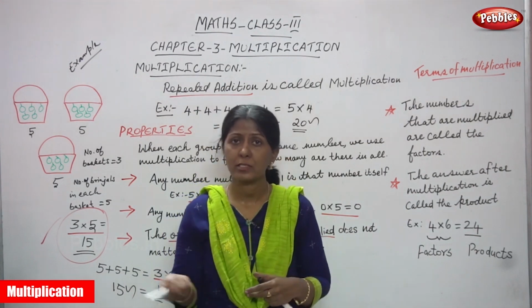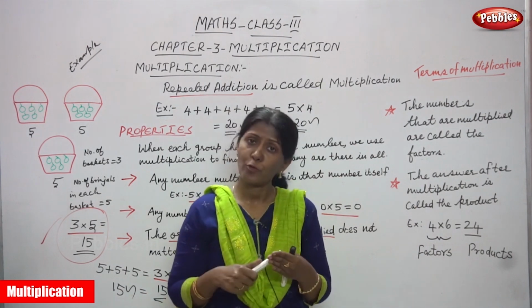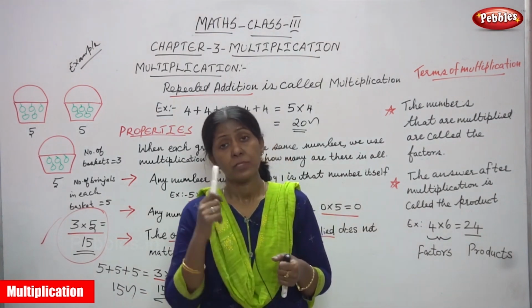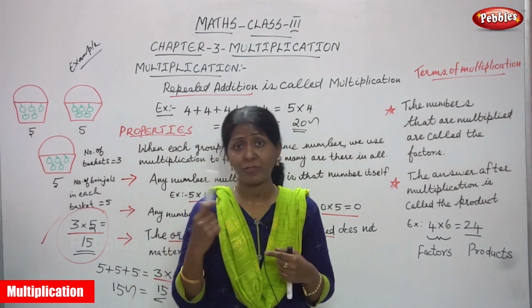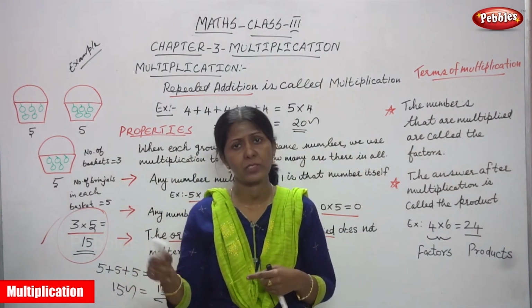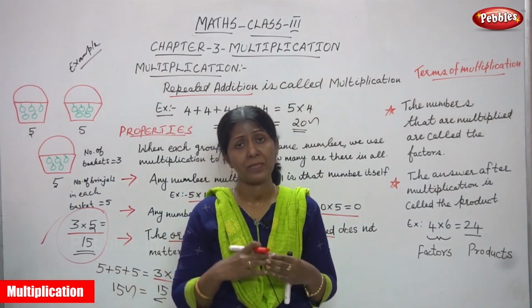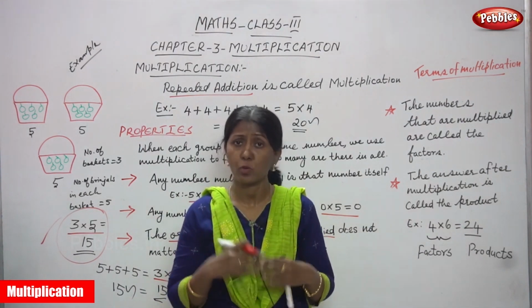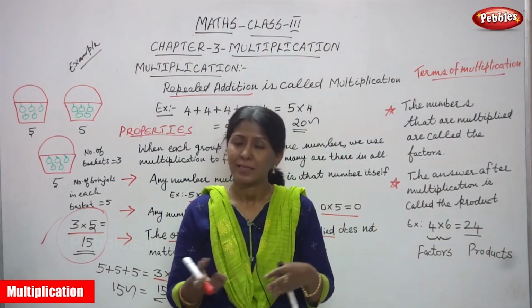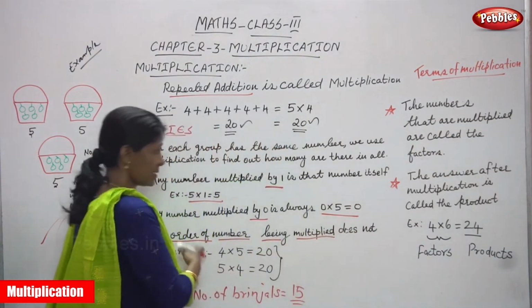So 4 into 5 is equal to 20. 4 1s are 4, 4 2s are 8, 4 3s are 12, 4 4s are 16, 4 5s are 20. So 4 into 5 is equal to 20. Otherwise, you can change the order. 5 into 4 is also what? 20. So both are the same. If you want to change the order of the numbers, that doesn't matter. You can get the same product. That's the right answer. That's true. That is the property.